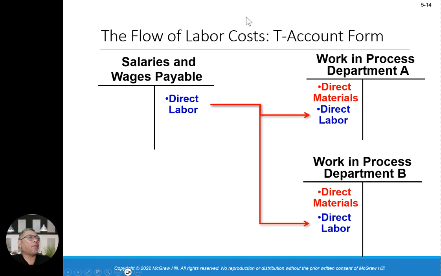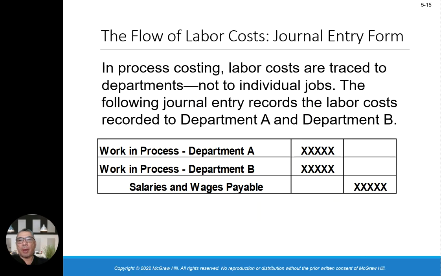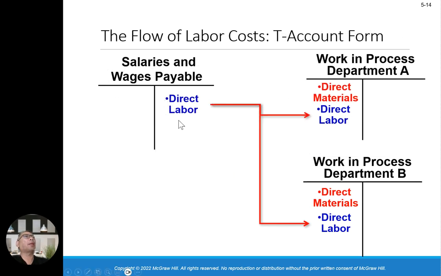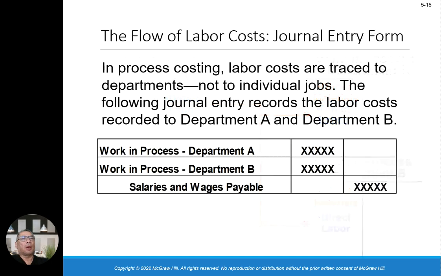In terms of the flow of labor costs and the T account, salary and wages payable. Oops, let me just go back here. I have accidentally pushed the wrong button. Direct labor: you're going to go here, direct labor in department A, the people that do the flouring, the mixing of the dough and the spices, and the people who do the cooking here. Okay. All right, so in process costing, labor costs are traced to the department, not to an individual job. The following journal entry reports the labor costs recorded in department A and department B. So work in process department A, debit; work in process department B, debit; salaries and wages, credit here.